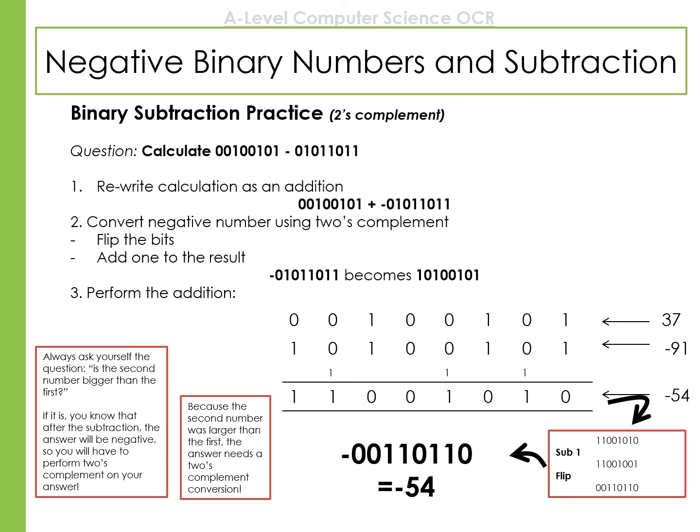Now just think about this. If the second number is larger than the first number, you know that after the subtraction the number will be negative. So we're going to have to perform 2's complement on your answer. Because the second number is, in this case, larger than the first, the answer needs a 2's complement conversion.